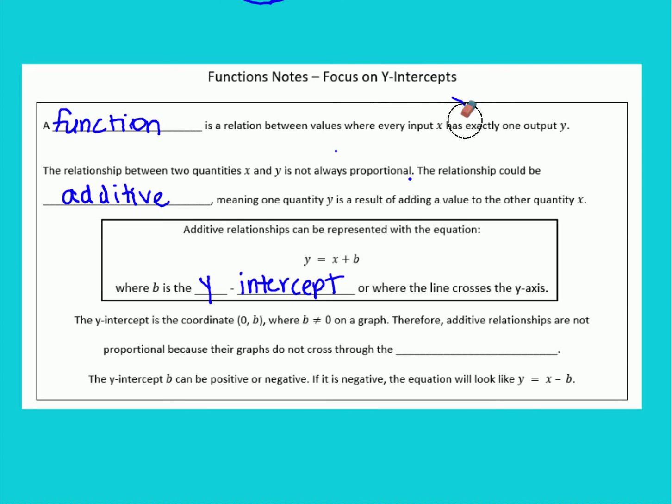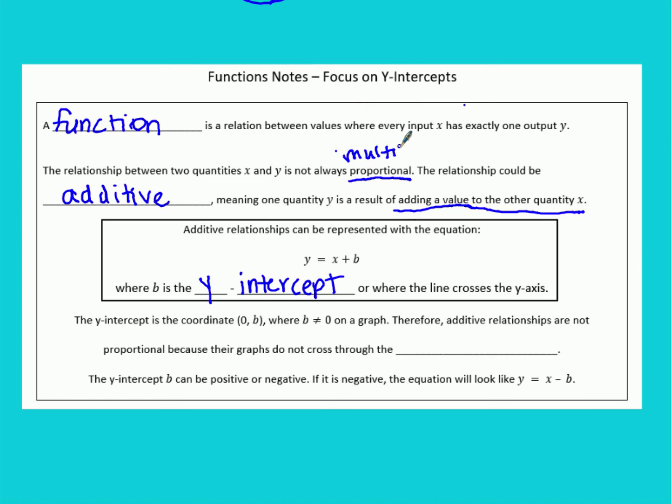So we're going to be looking at functions again today, and just as a reminder, a function is a relation between values where every input x has exactly one output y. The relationship between two quantities x and y is not always proportional. The relationship could be additive, meaning that one quantity y is a result of adding a value to the other quantity x. So before we were multiplying, and when we multiplied x, we got y. This was showing a proportional relationship.